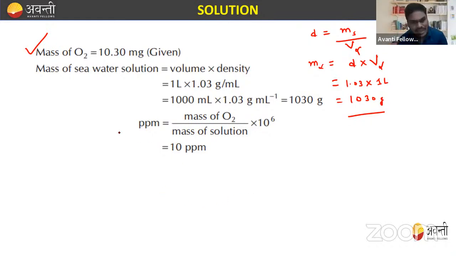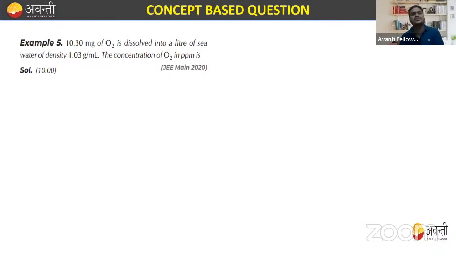So we know how will you calculate ppm? That is mass of O2 upon total mass of the solution multiplied by 10 to the power 6. It is very much similar to the mass percentage. In mass percentage, we use 10 raised to the power 2, or we say 100, in place of 1 million, that is 10 to the power 6. So it comes out to be 10 ppm. So this is a very simple question, and this question was asked in JEE Main 2022.